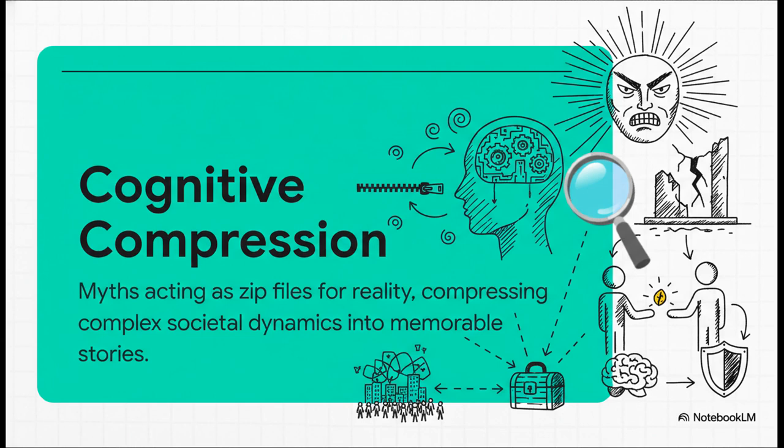The first big idea is what's called cognitive compression. Just think for a second about the sheer amount of data in reality. All the human interactions, economies, weather patterns, it's an impossible flood of information. Our brains can't handle it, so what do we do? We compress it, we zip it up. A myth about a god getting jealous and wiping out a city isn't just a bedtime story. It's a highly compressed data packet about the real-world dangers of unchecked power and systemic collapse. It's a zip file for survival.